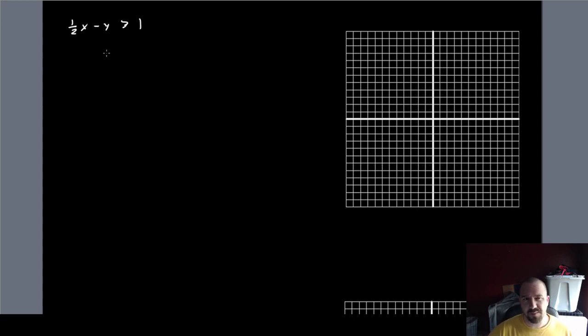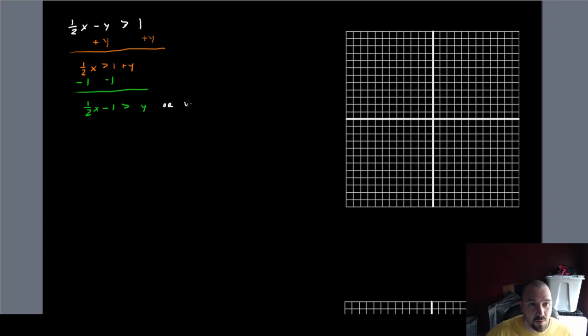I'm going to do this probably a slightly different way than most people do. Instead of subtracting the 1/2 x from both sides, I'm going to go ahead and add y. I do not like to divide by negative numbers, so I choose to not. So that's going to give me 1/2 x is greater than 1 plus y. Then I need to move everything away from the y, so I subtract 1 from both sides. That's going to give me 1/2 x minus 1 is greater than y. If you don't like this, that's perfectly fine. You can flip it. So we can just rewrite this as y is less than 1/2 x minus 1. Either way does not matter.